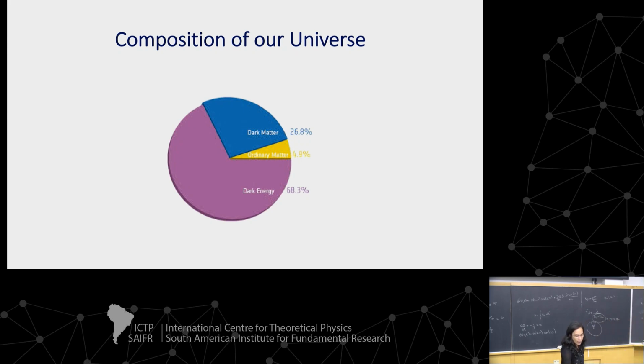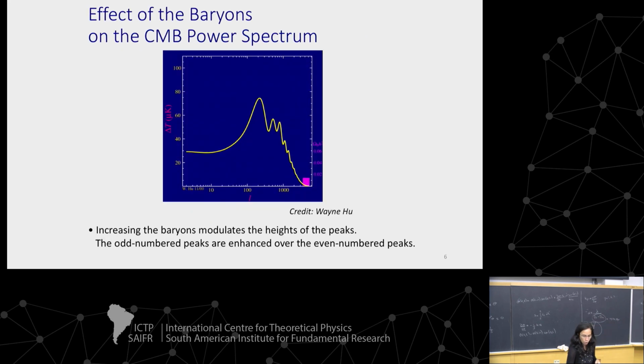Okay, so again, let's look at the different components. We learned that in the universe approximately 5% of the energy budget is in baryonic or ordinary matter. Approximately 27% is in cold dark matter, and approximately 68%, or 70, is in dark energy, okay?